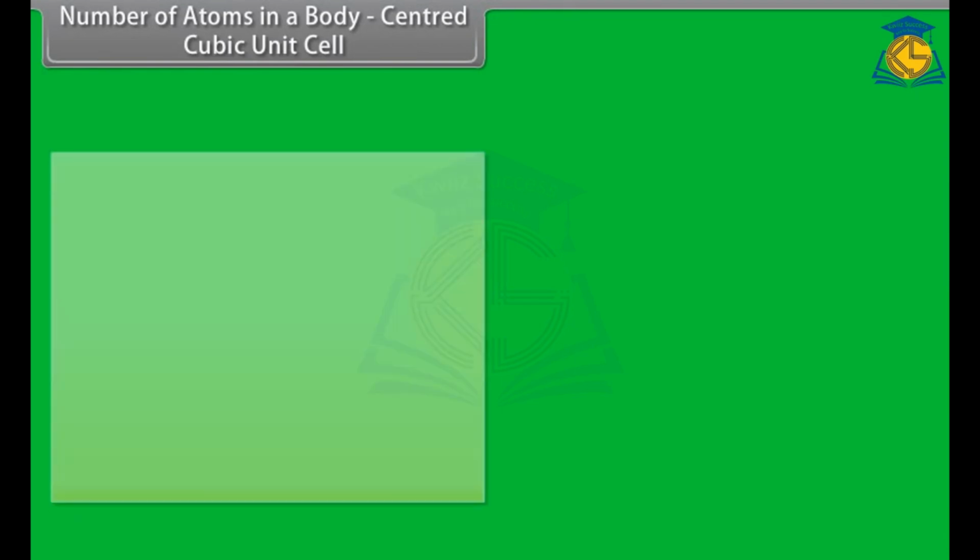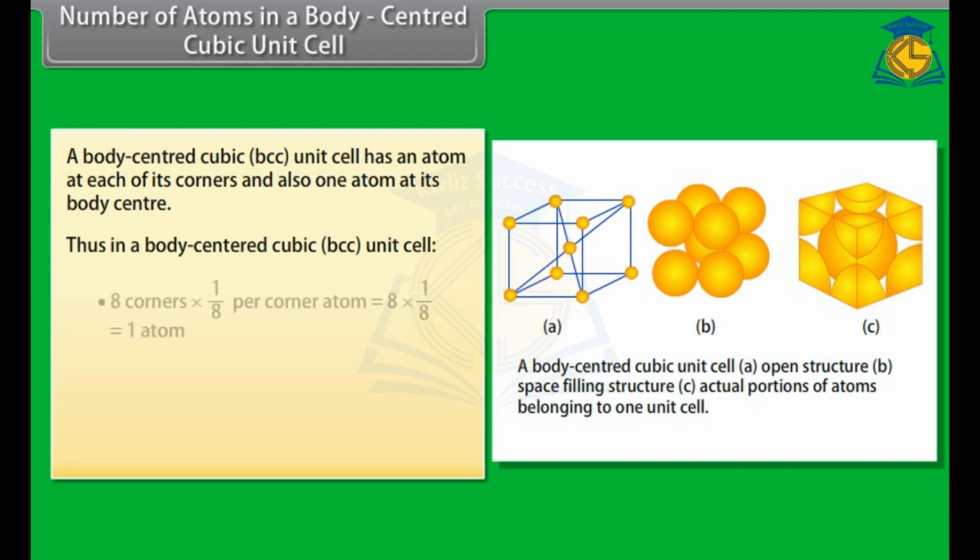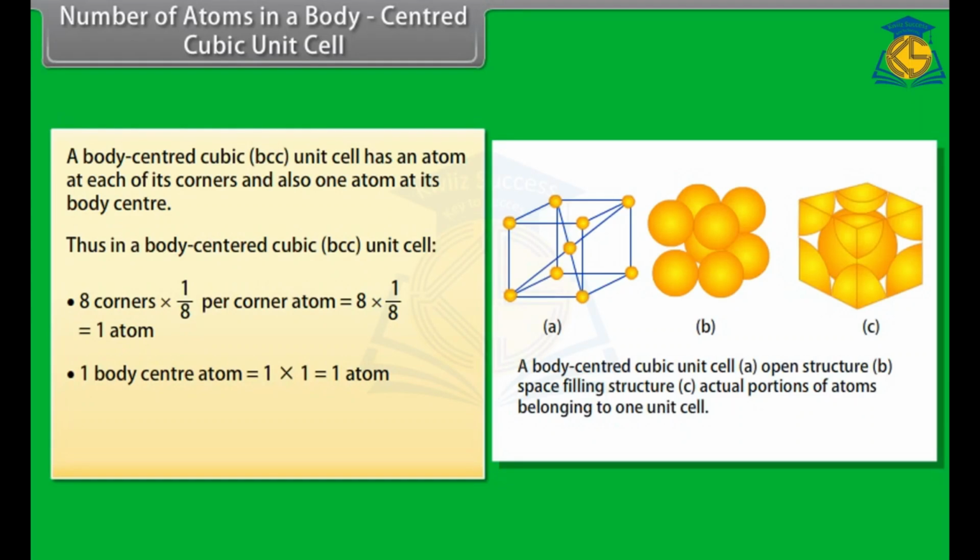Primitive cubic unit cell has been depicted in 3 different ways. Number of atoms in a body-centered cubic unit cell. A body-centered cubic (BCC) unit cell has an atom at each of its corners and also 1 atom at its body center. Thus, in a BCC unit cell, 8 corners into 1 upon 8 per corner atom is equal to 8 into 1 upon 8, which is equal to 1 atom. 1 body center atom is equal to 1 into 1 equals 1 atom. Therefore, total number of atoms per unit cell is equal to 2 atoms.